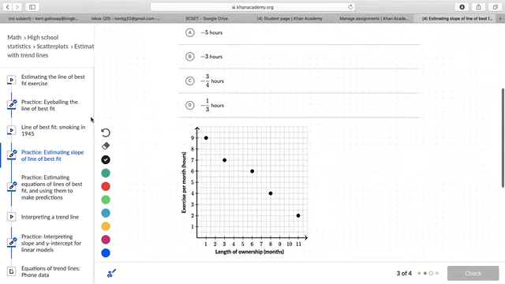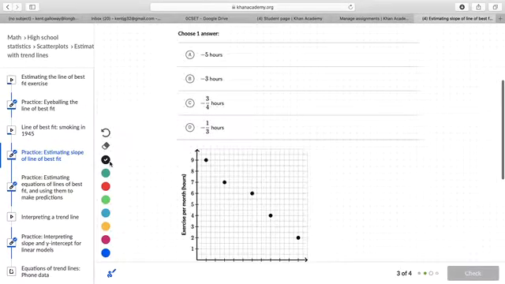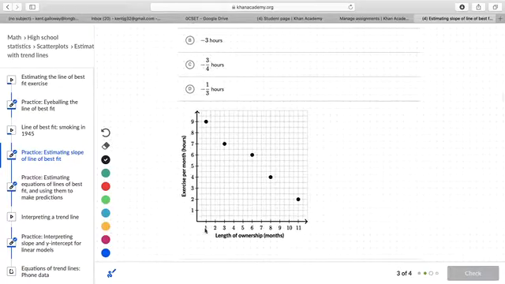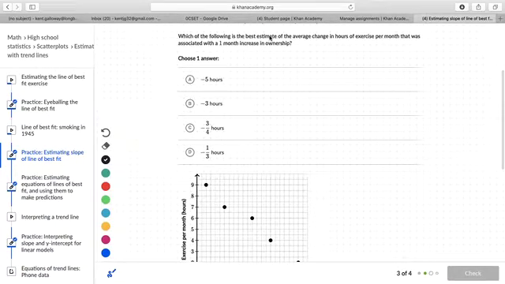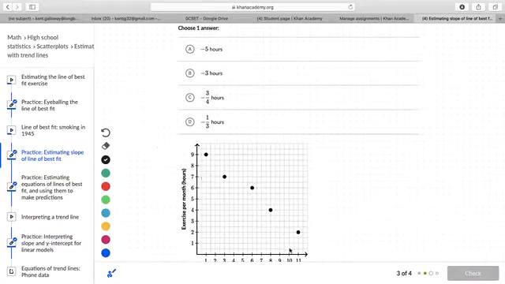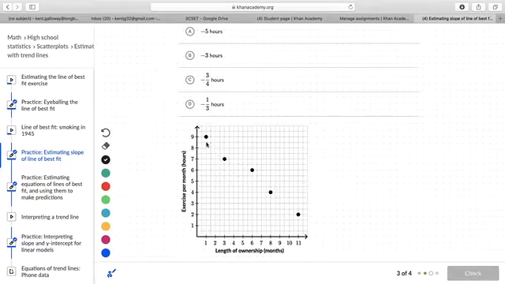And it's got to go through the middle. I'll show you what I mean by the middle on this one. Okay, so again, it's just hours of exercise per month that was associated with a 1 month increase. So every year they have the exercise machine, they're exercising less. Okay, so that's what this is telling us.